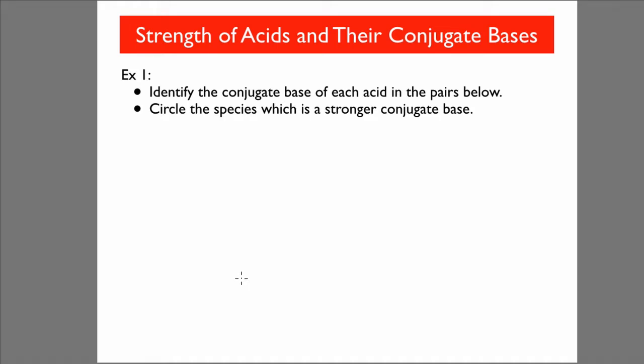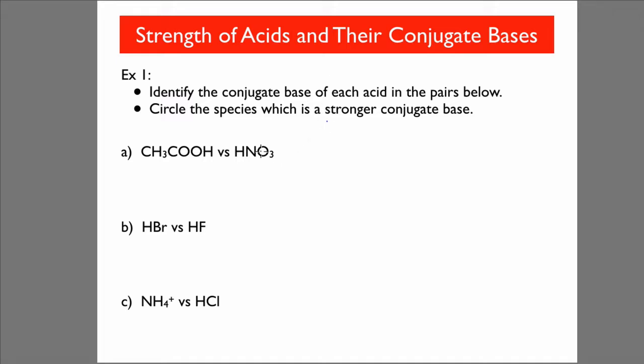Okay, let's do an example. Identify the conjugate base of each acid in the pairs below. Circle the species which is a stronger conjugate base. Let's read there. Have a think about that. Just pause. Okay. So we want to identify the conjugate base of each acid in the pairs below and circle the species which is a stronger conjugate base.